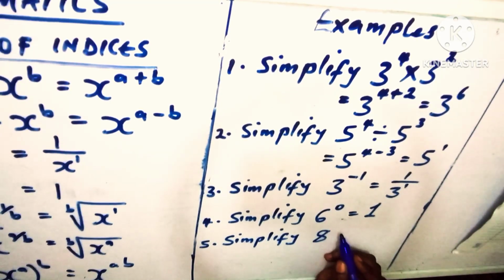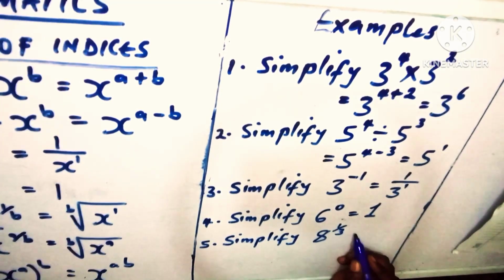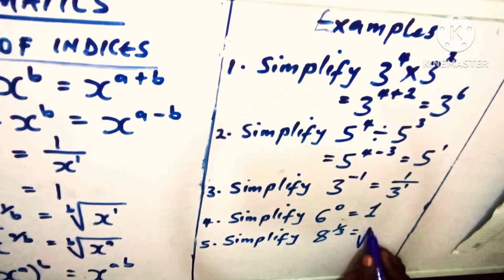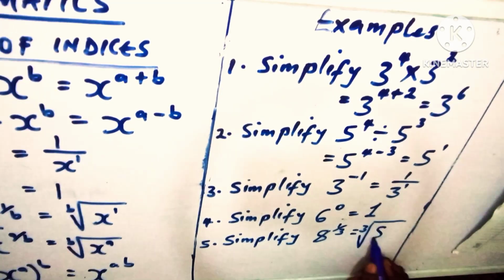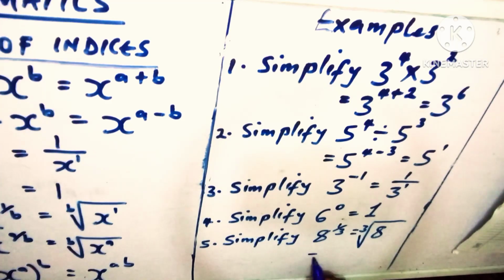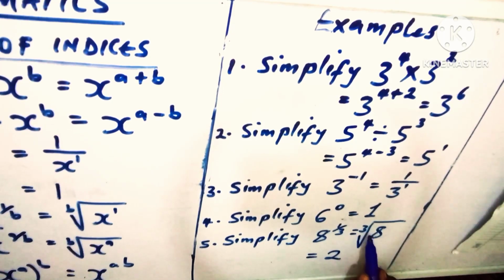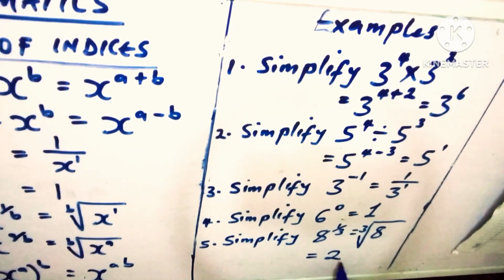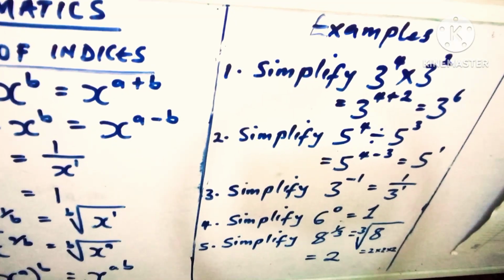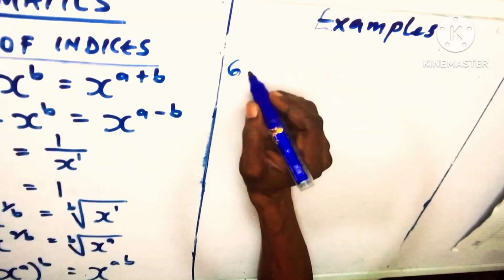We said simplify 8^(1/3) is equal to the cube root of 8, which is equal to 2. Cube root of 8 simply means a number you multiply by itself 3 times that will give you 8. That is 2 times 2 times 2. So our answer is equal to 2. Take note.